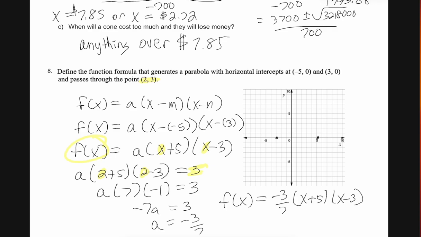If you plug in -1, I'm going to tell you what we get. We get 5 and 1/7. So if you plug in -1, our vertex is there. But it should also hit the point (2, 3).